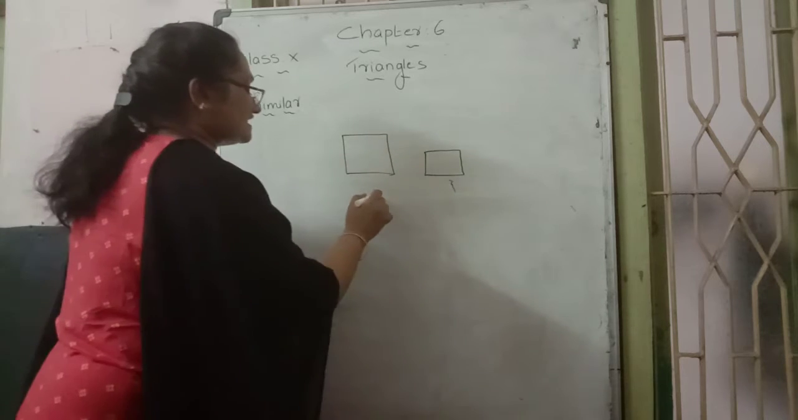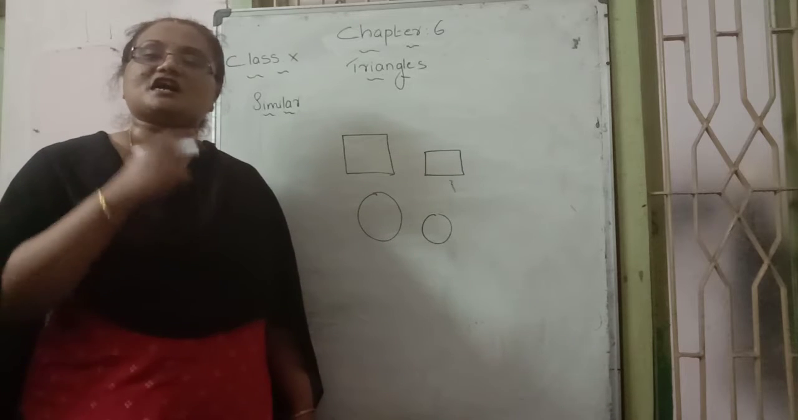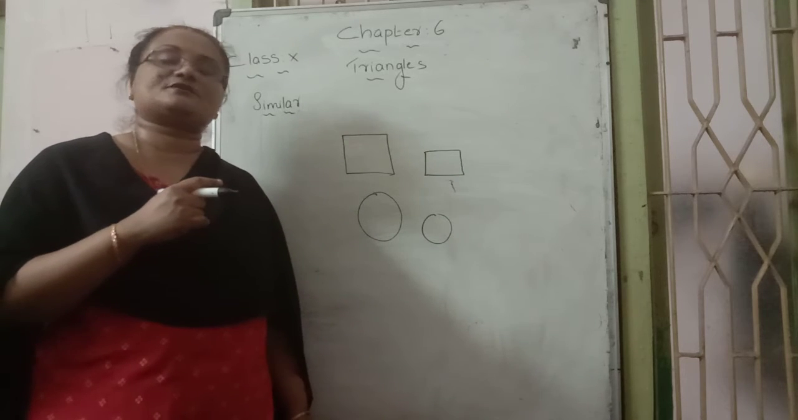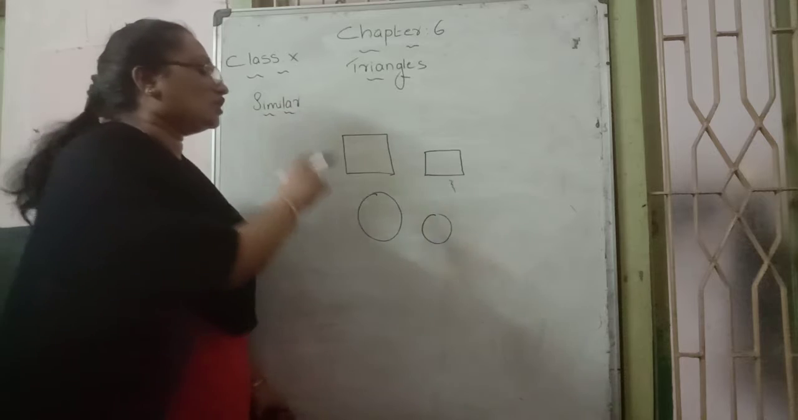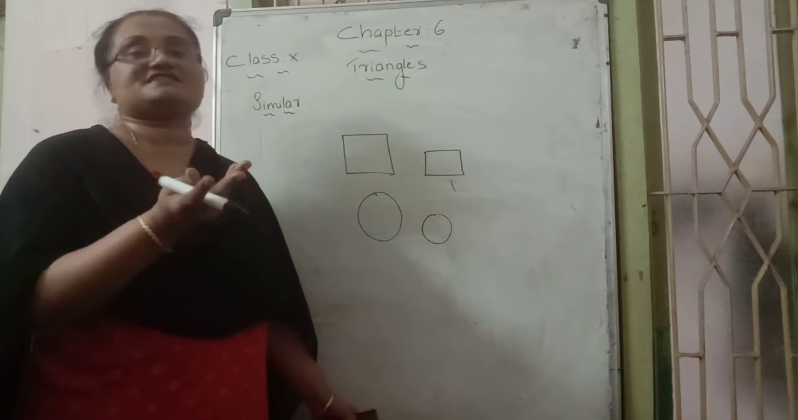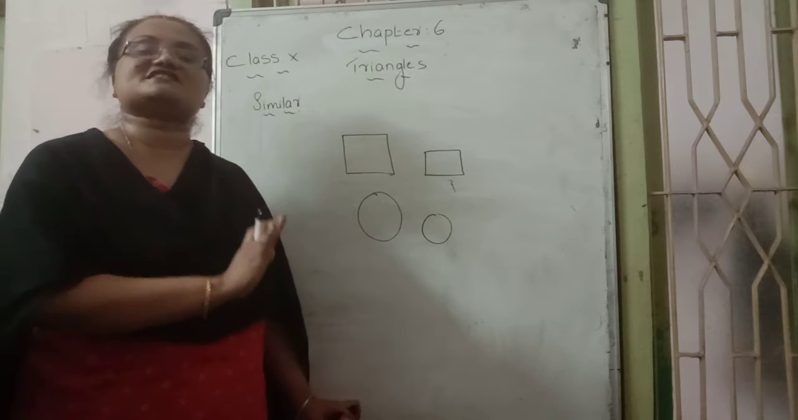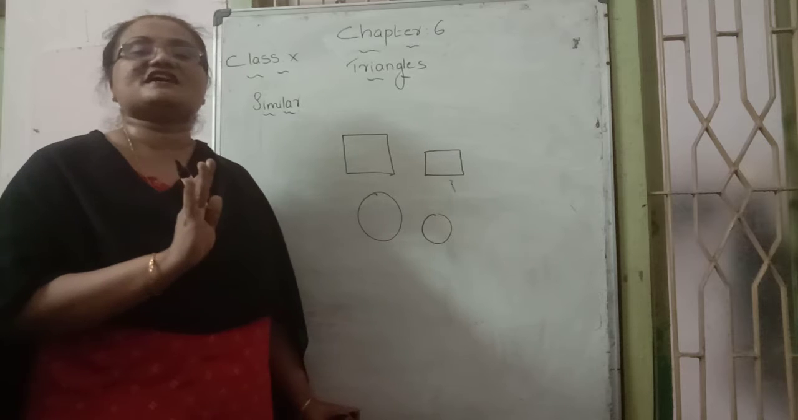Another case, the circle. Two circles are there, and I say they are similar. How can we say these two circles are similar? Both are circle shapes only. The size is different there, but the shape is a circle only. That's why we can say these two circles are similar circles.